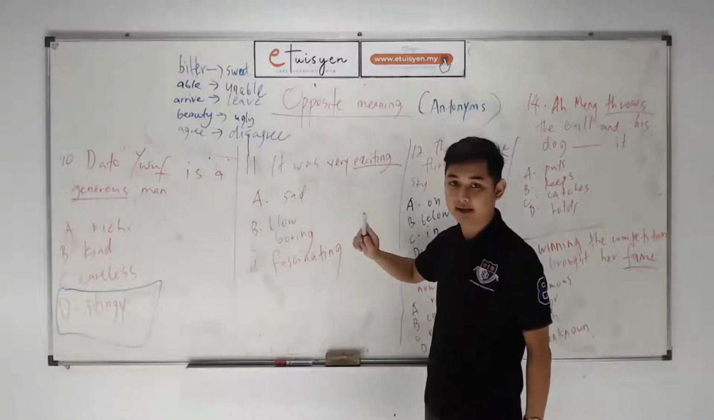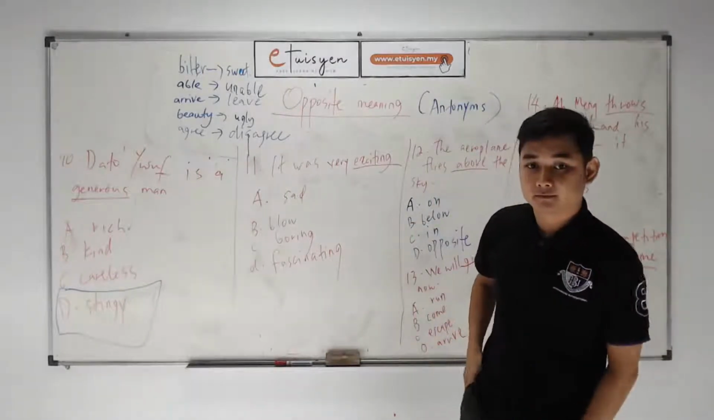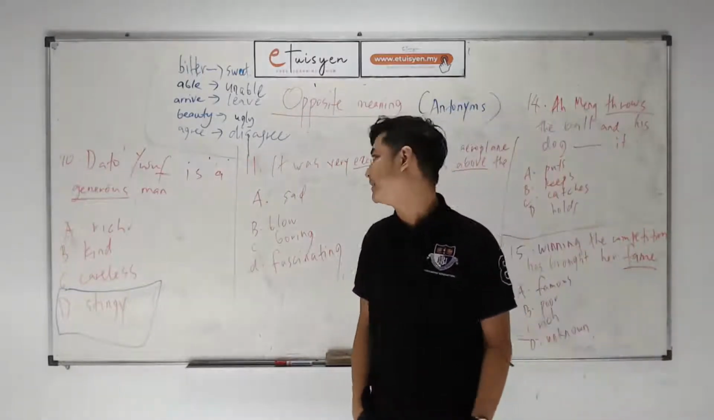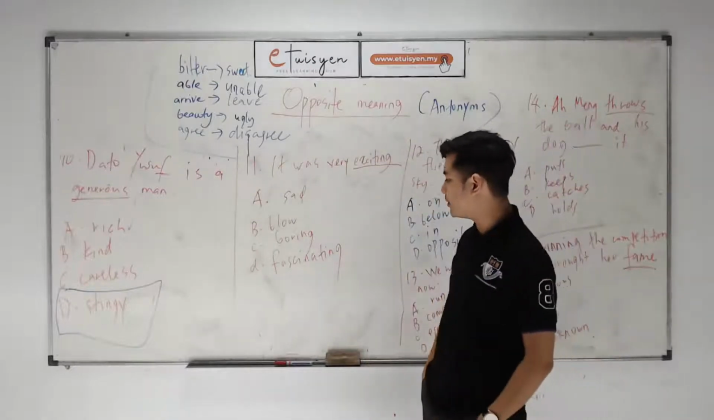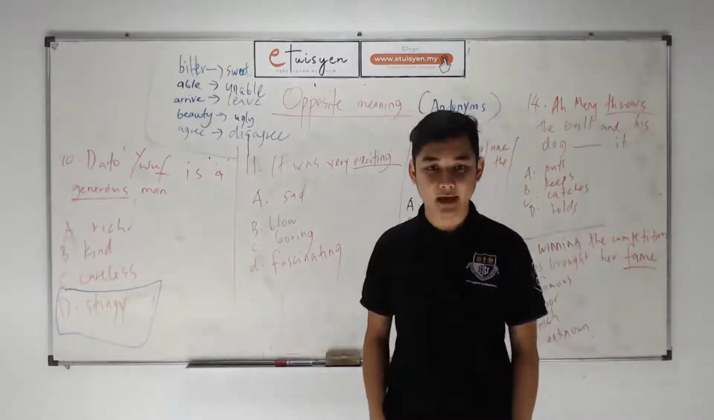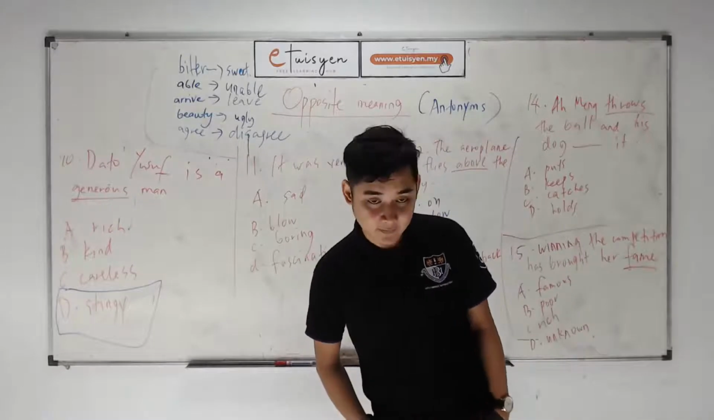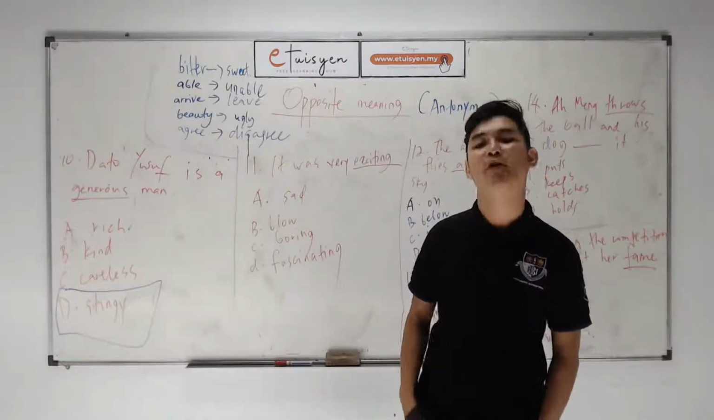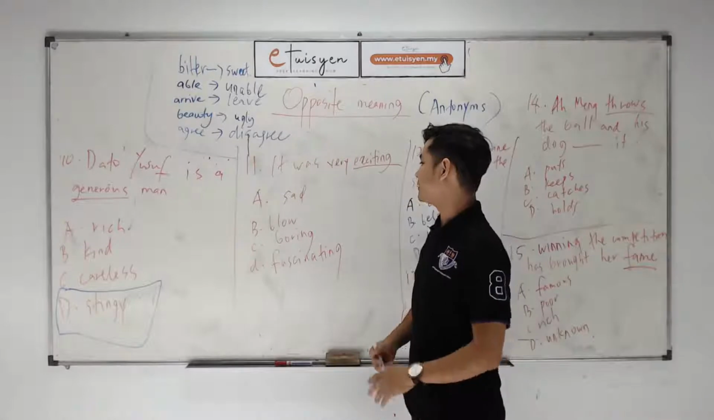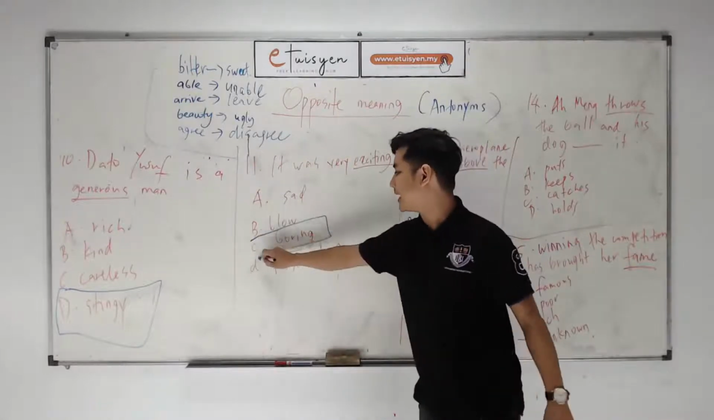For number 11. It was very exciting. We have say, low, boring, fascinating. A, B, C, D. Yes, boring. Good. Okay, boring. So the answer is boring. Opposite meaning dia adalah boring.